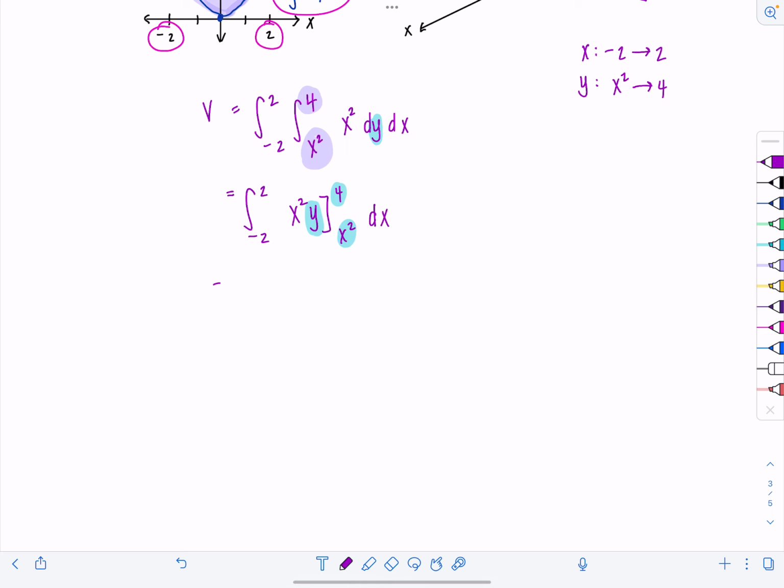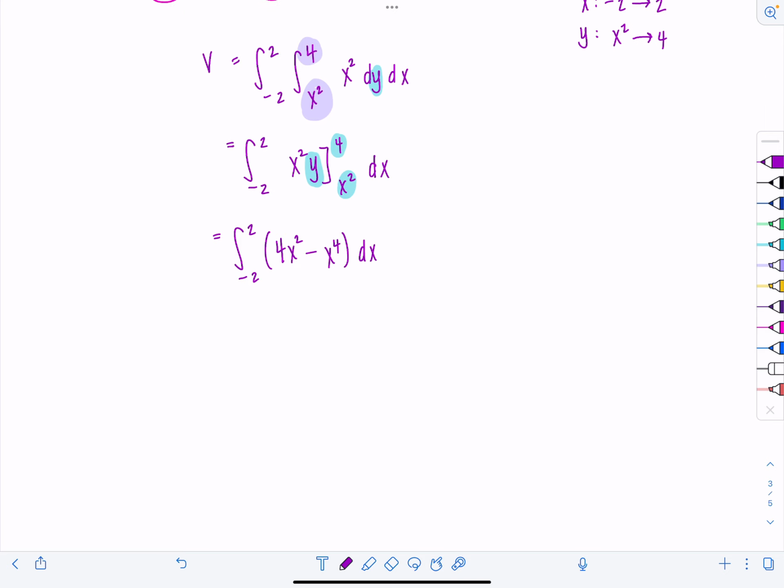All right, so we have integral -2 to 2, 4x squared minus x squared times x squared, that's x to the 4th, dx. All right, we're home free. Do a little celebratory dance. So we have here antiderivative of 4x squared, that's going to be 4/3 x cubed minus 1/5 x to the 5th. This is from -2 to 2.